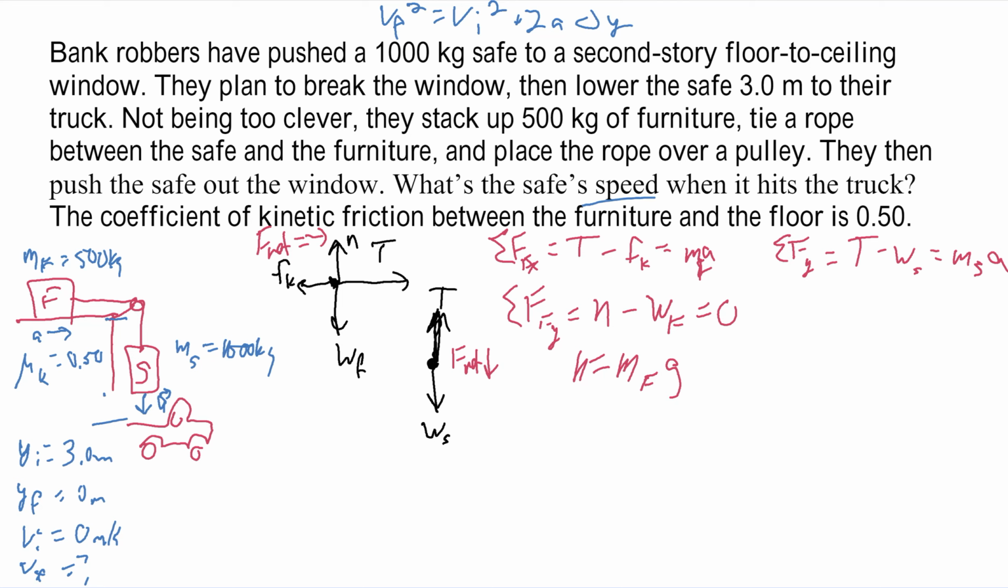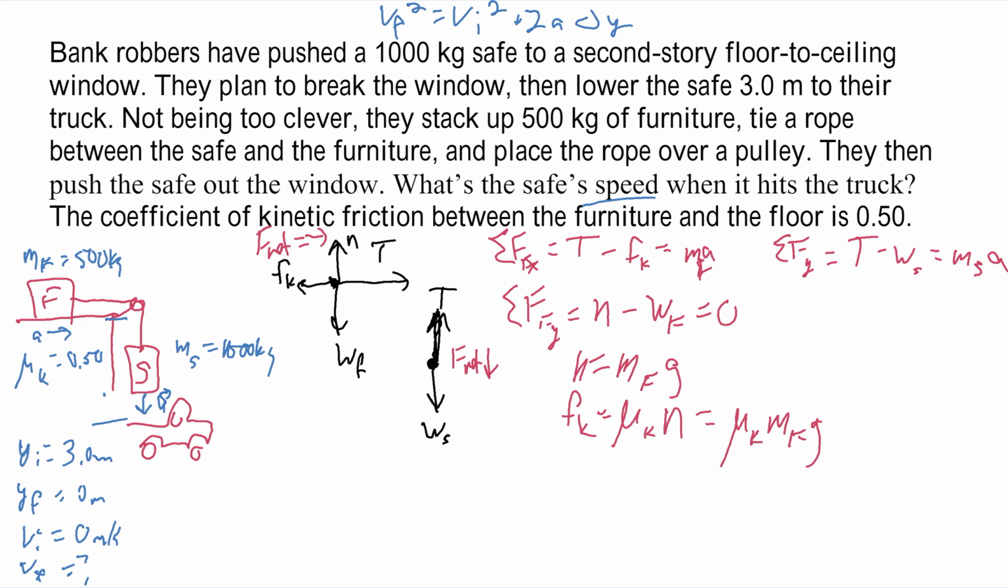The sum of the forces in the X direction for the furniture includes F sub K. What do we know about F sub K? It is 0.05. F sub K is mu sub K times the normal force, and the normal force is M sub F G. So we have mu sub K, M sub F G.